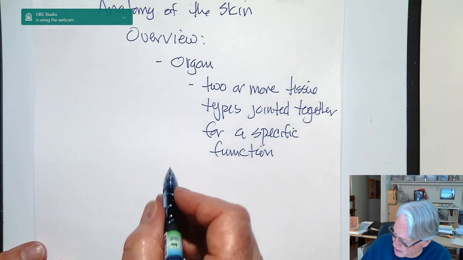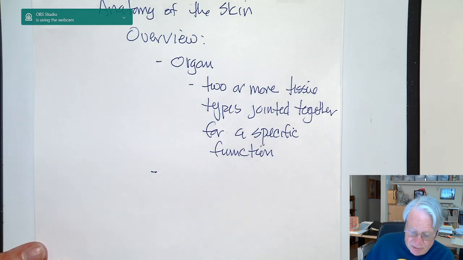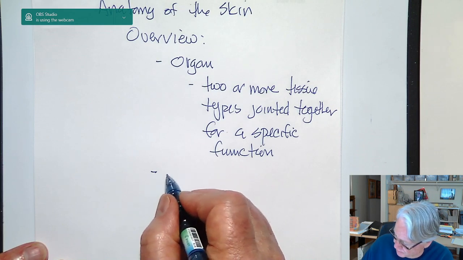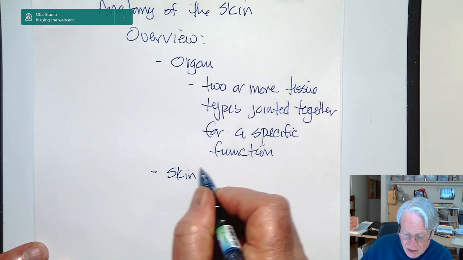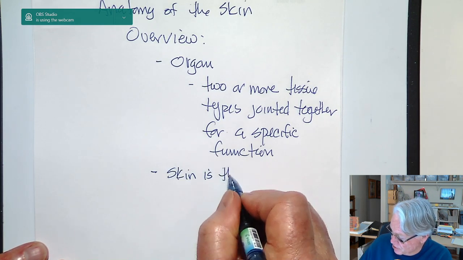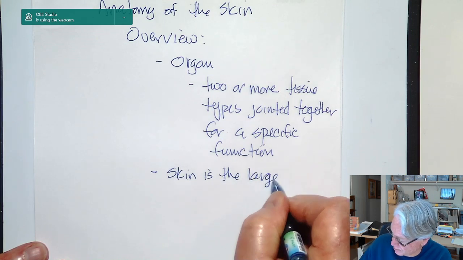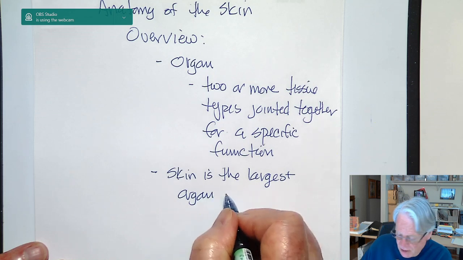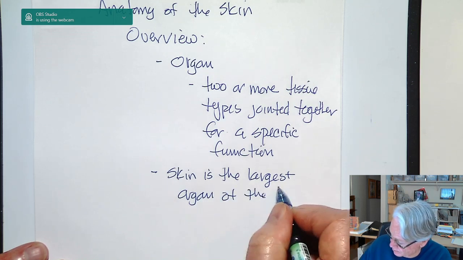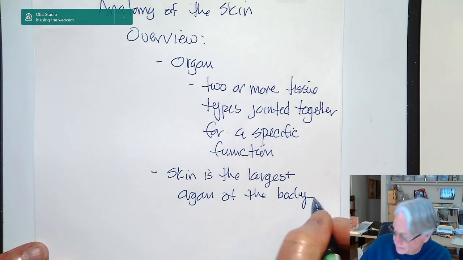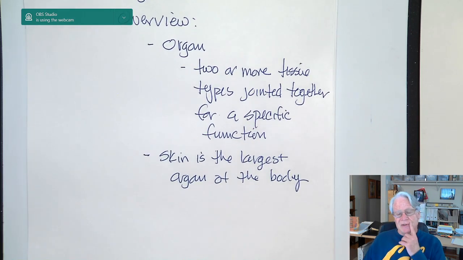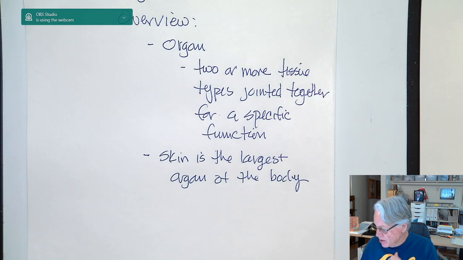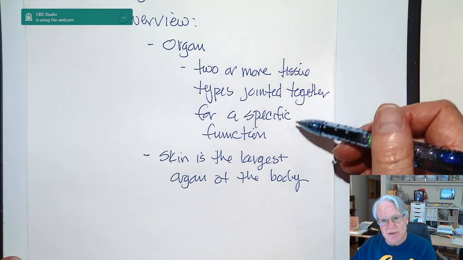And why did I ask that question and why are we there? Because we're going to make this statement. The skin is the largest organ of the body. The skin is the largest organ of the body. So how can we make that statement? We're calling it an organ. Well, it fits this definition here.